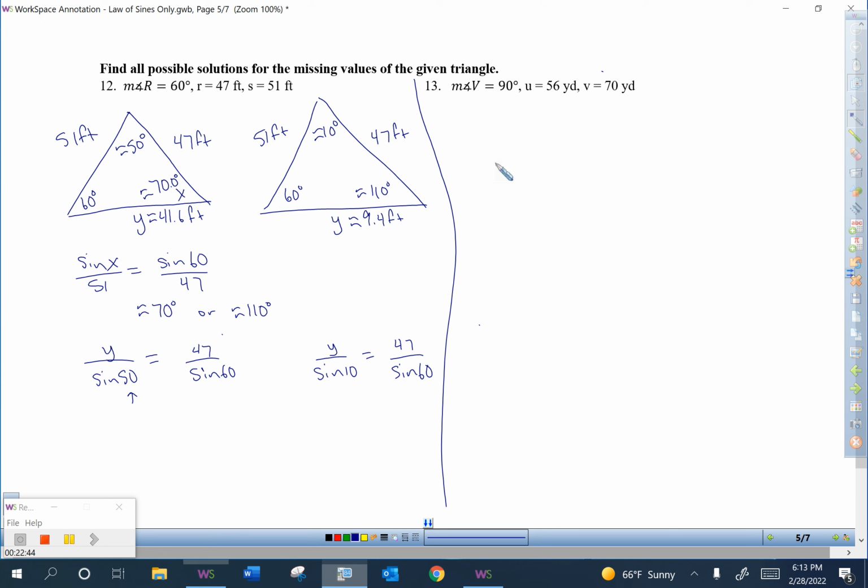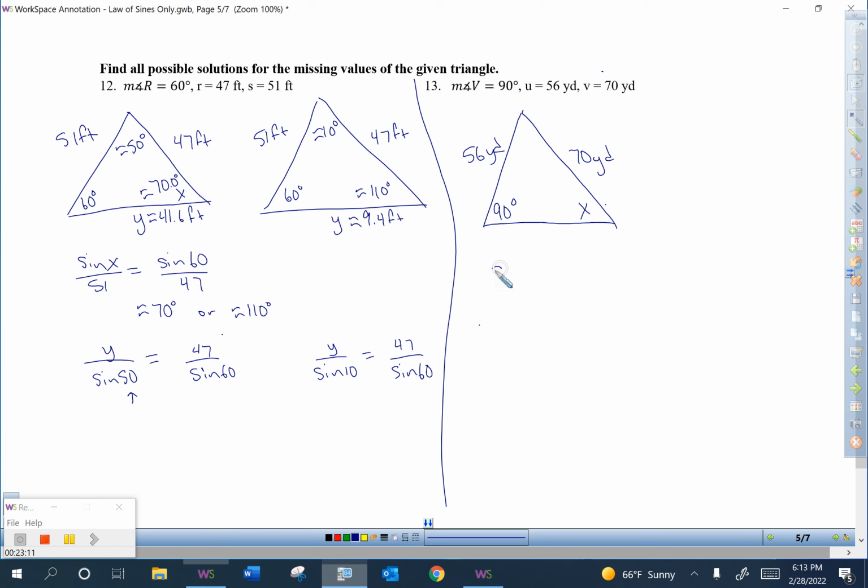And even though that's a right angle, I'm going to do this with law of sines just in case you were to miss that. So this is 90 degrees, and then 70 across from it, and then 56 somewhere else. Setting it up the same way. Pause the video for me and solve for x and check the supplement.